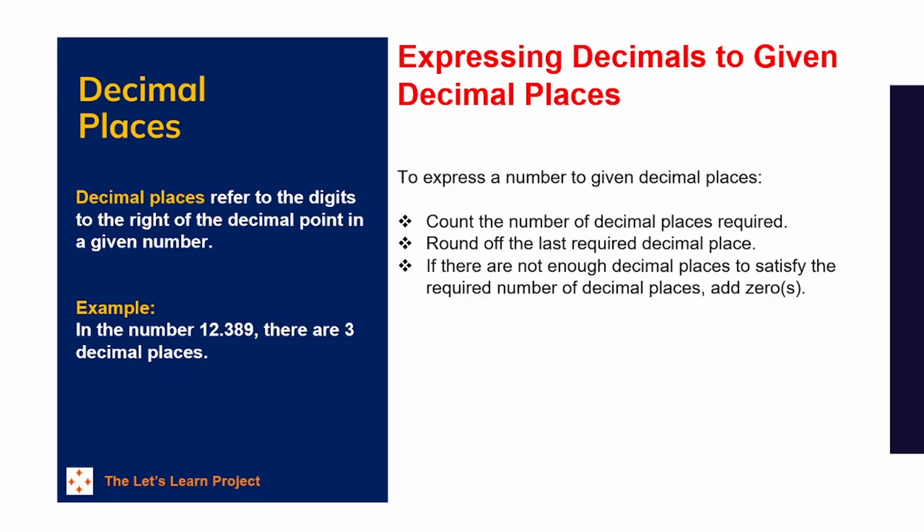If you were required to leave it up to 5 decimal places, you would have added 2 more zeros after 9, so that your answer becomes 12.38900.